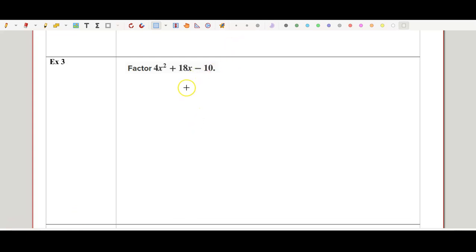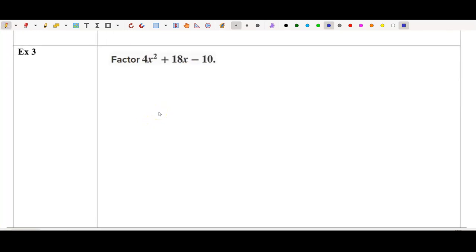All right, so we're going to look at example 3 in our notes. From yesterday, we talked about the AC method. We also talked about methods where we will factor out the greatest common factor. Like what do all the terms in the polynomial have in common?